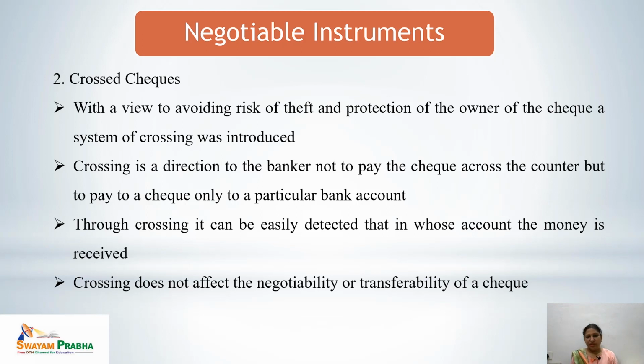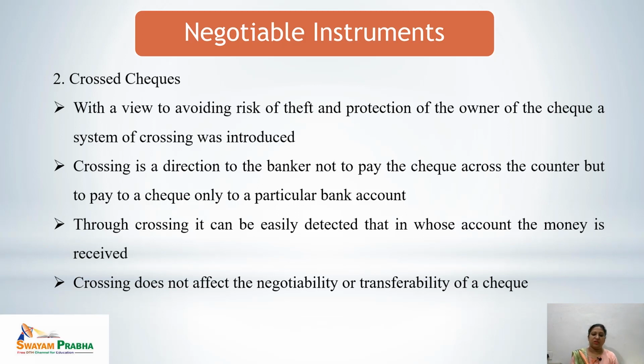Let's say I have lost my check, but if it is found by someone else and presented to the bank for payment, it would be transferred to the account number which is mentioned on the crossed check. It would not be paid over the counter. Through crossing, it can be easily detected in whose account the money is being received, because crossed checks have to go through a particular bank account, and to which account it is being posted can be clearly found out. So crossing does not affect the negotiability or transferability of a check.